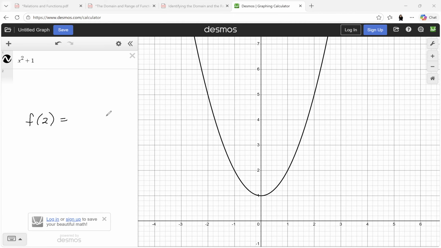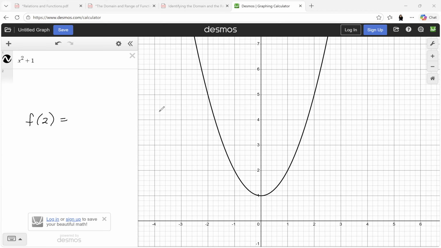Based on the graph, what is the value of f of x when x is equal to 2? That's what I mean when I ask you what's f of 2. So you have to find the point where x is equal to 2. Miss, could you repeat what you just said? I didn't hear you properly.